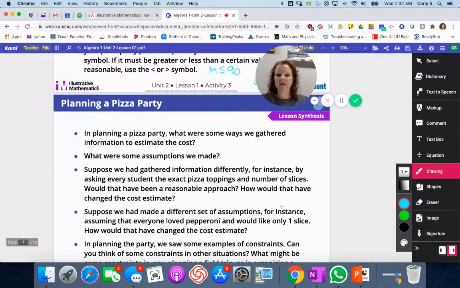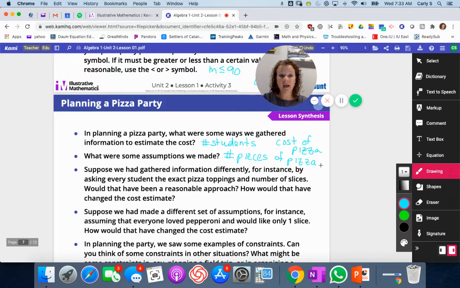In planning a pizza party, what were some ways we gathered information to estimate the cost? We talked about the number of students and teacher. We talked about the cost of a pizza, we estimated. We talked about the number of pieces y'all would eat, etc.